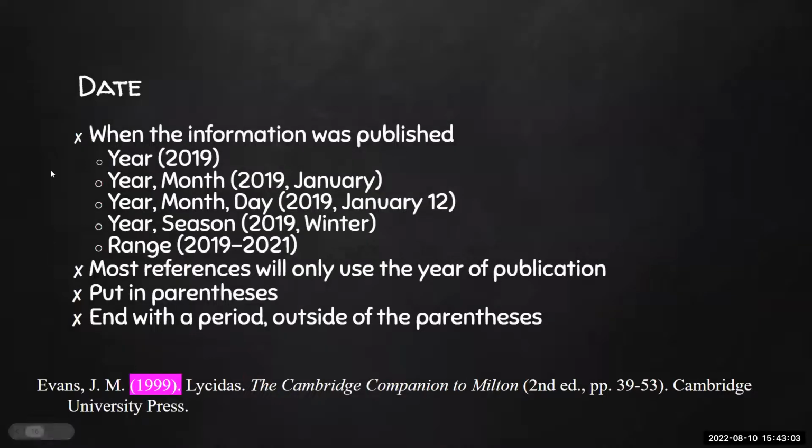Let's go to the date. Usually, when the date is included, it can be included in a number of ways. It might just be the year and month, the year, month, and day. It might include a season or a range. No matter what, you're going to put the year after the author's name in parentheses, as we notice in this example right here, followed by a period.